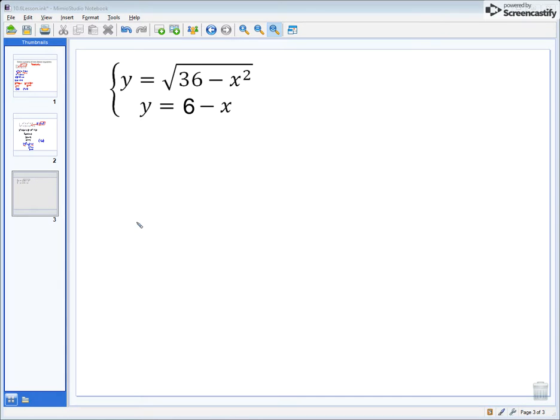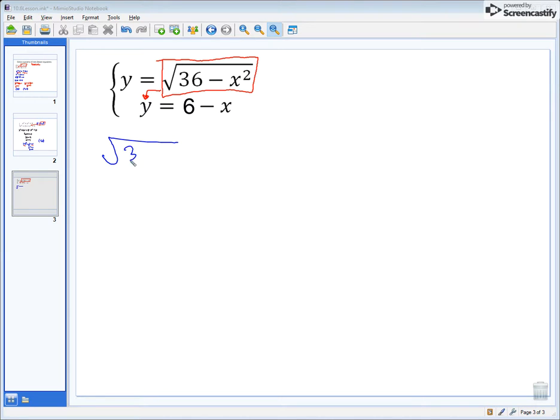Here's one more example. We've got y equals the square root of 36 minus x squared, and we also have y equals 6 minus x. So I'm going to take the top equation, because y equals the square root. I'm going to take that square root and plug it in for the y in the second equation.